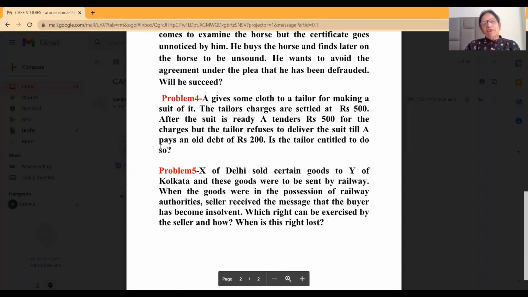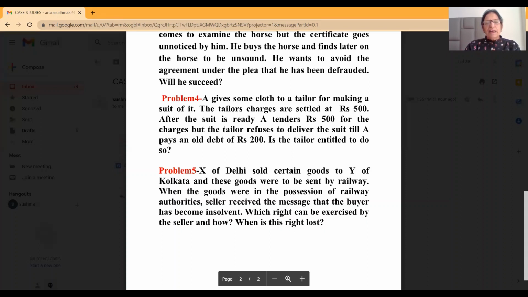So friends, this given problem pertains to the chapter Unpaid Seller and his rights. You know, an unpaid seller has rights against the goods. When the property in the goods has passed, 3 rights are available to the unpaid seller against the goods: right of lien, right of stoppage of goods in transit, and right of resale.